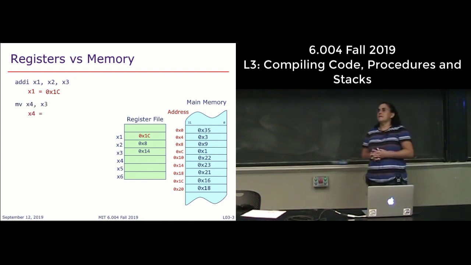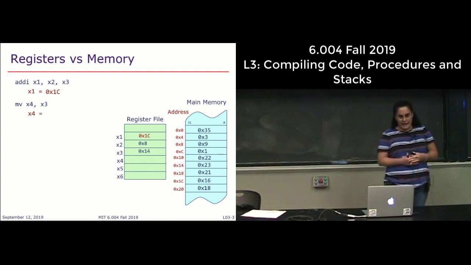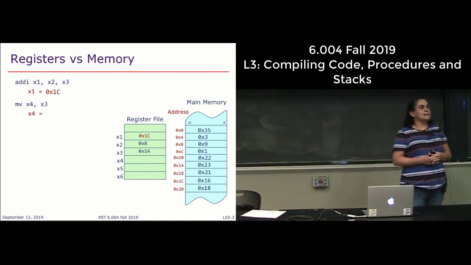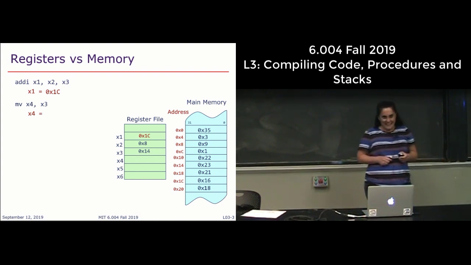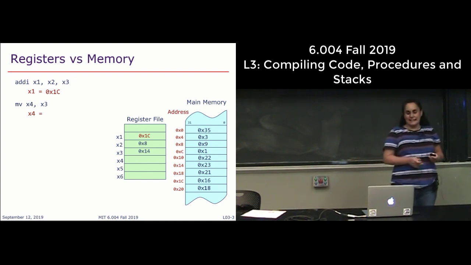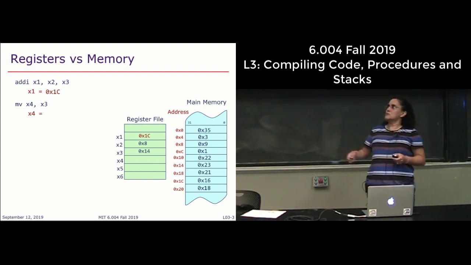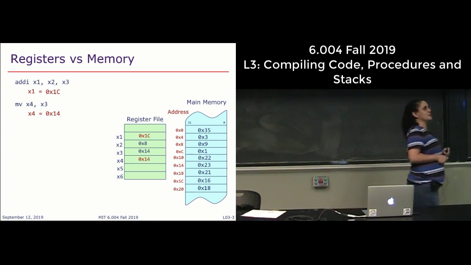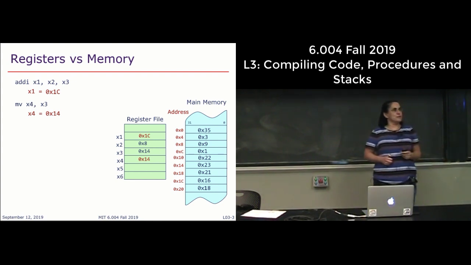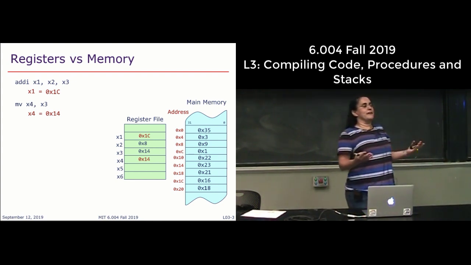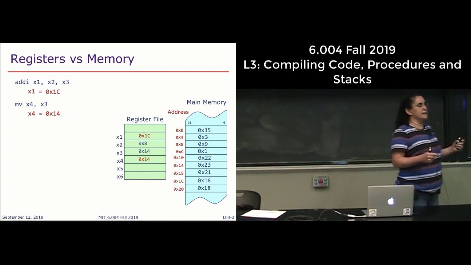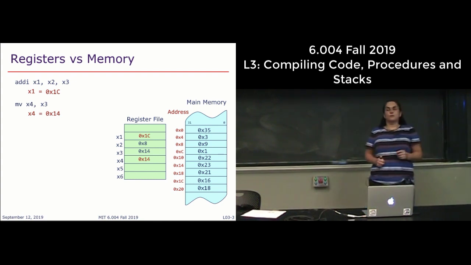Now, suppose I ran the pseudo instruction move x4, x3. What's going to end up in x4? Yep. 0x14? Exactly. It's the value that's currently in x3, which is 0x14, and so all I'm doing with that move instruction is I'm copying the value of one register to another. It's simply easier than doing an add with a 0. You can just say move, which will just copy it.